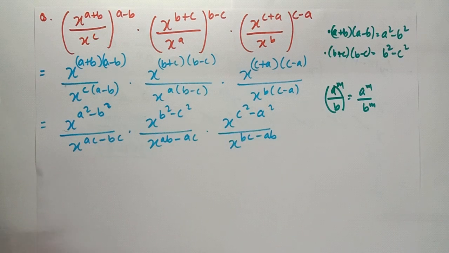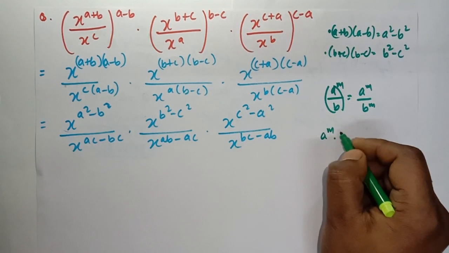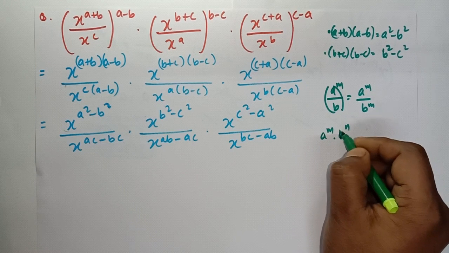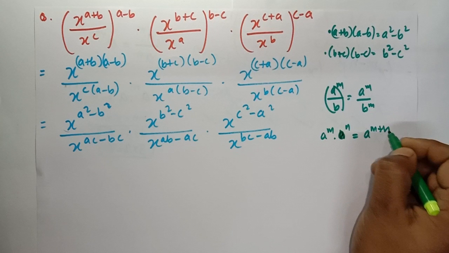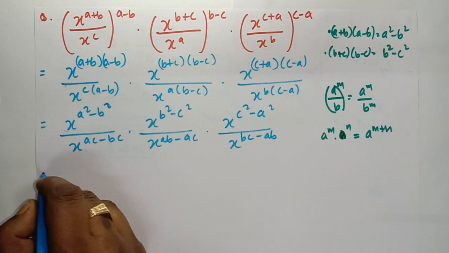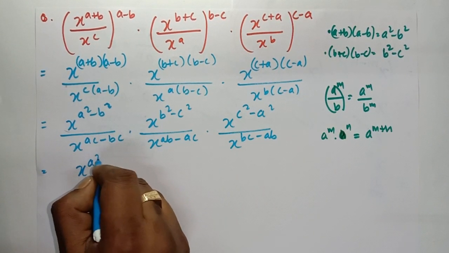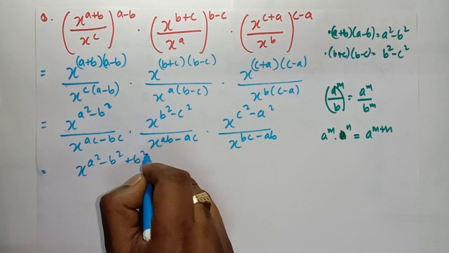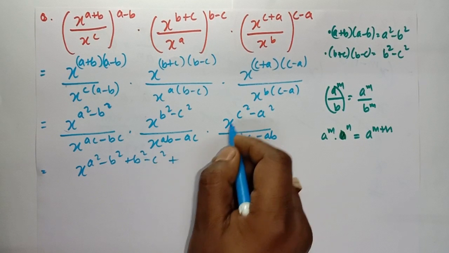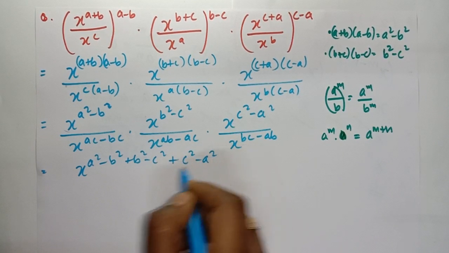Since you know the rule, again I am writing a to the power m, a to the power n. Suppose a to the power n. So bases are same, the power should be added, that means a to the power m plus n. Similarly in this the power should be added, that means a square minus b square. Base will be only single, then you have another power, b square minus c square. Then another power, c square minus a square.